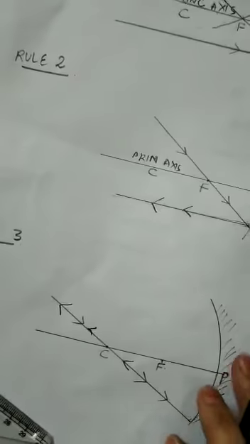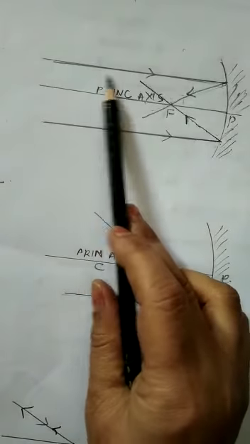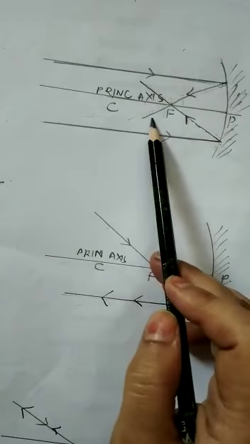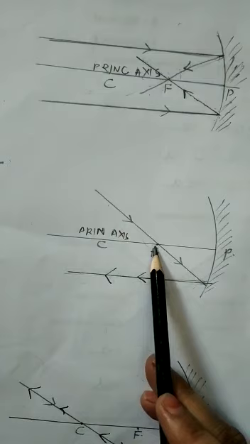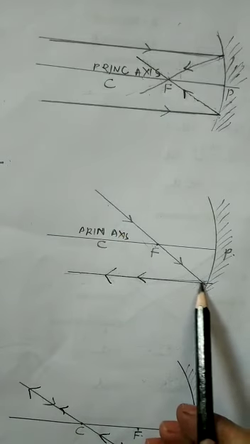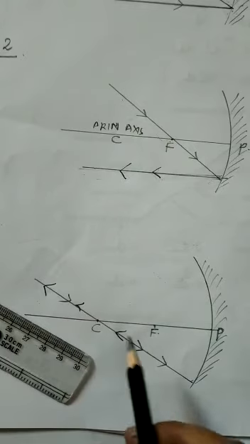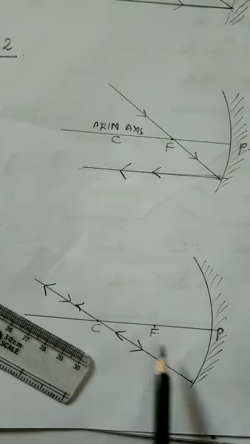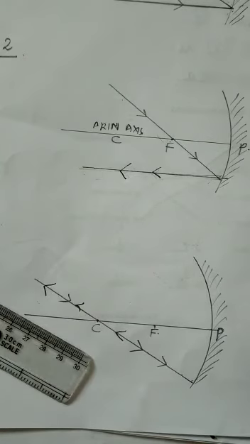So these are the three rules. Okay, any rays which are parallel to principal axis falls on the reflecting surface, it passes through focus. Any incident ray of light which passes through focus, it will go parallel to principal axis. And any incident ray of light which passes through center of curvature, it will retrace the same path. So these are the three rules.